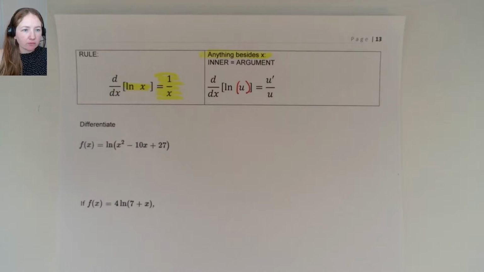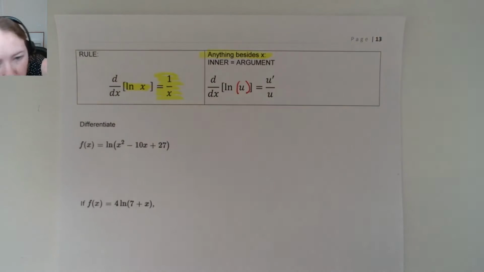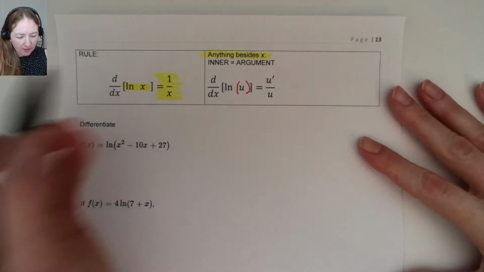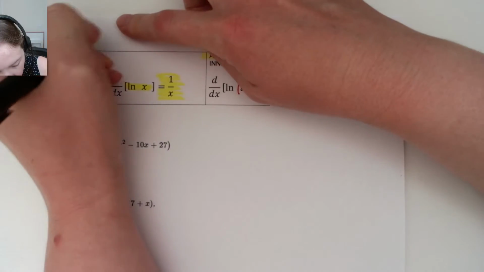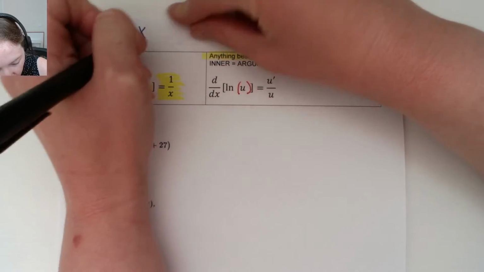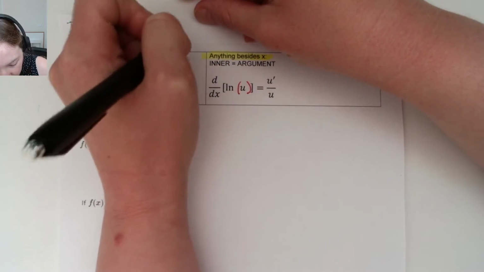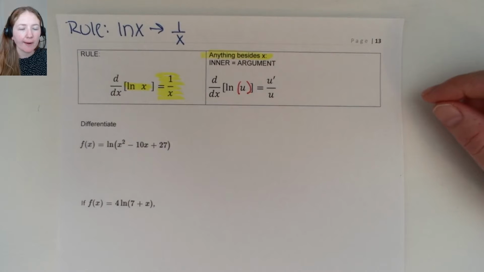Okay, so our second rule for this section is the natural log rule, which says that the natural log of x goes to 1 over x. So again, that is our rule that we need to know. Natural log x, when you take the derivative, will go to 1 over x.